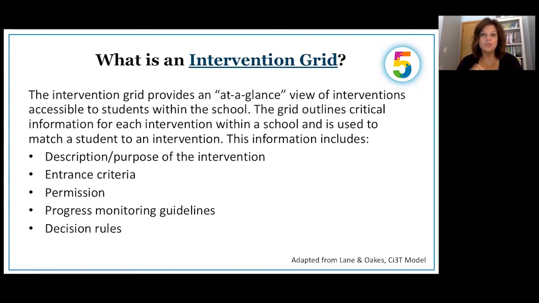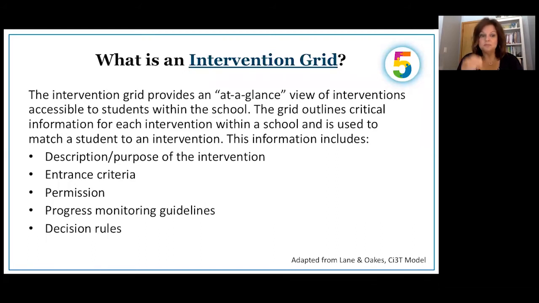That's really important so that everybody on your staff really knows what that intervention is about. Clear entrance criteria, which some of you noted that you're using. Guidelines around permissions, whether they're needed, who's going to collect them. Progress monitoring guidelines, really important, as well as decision rules.